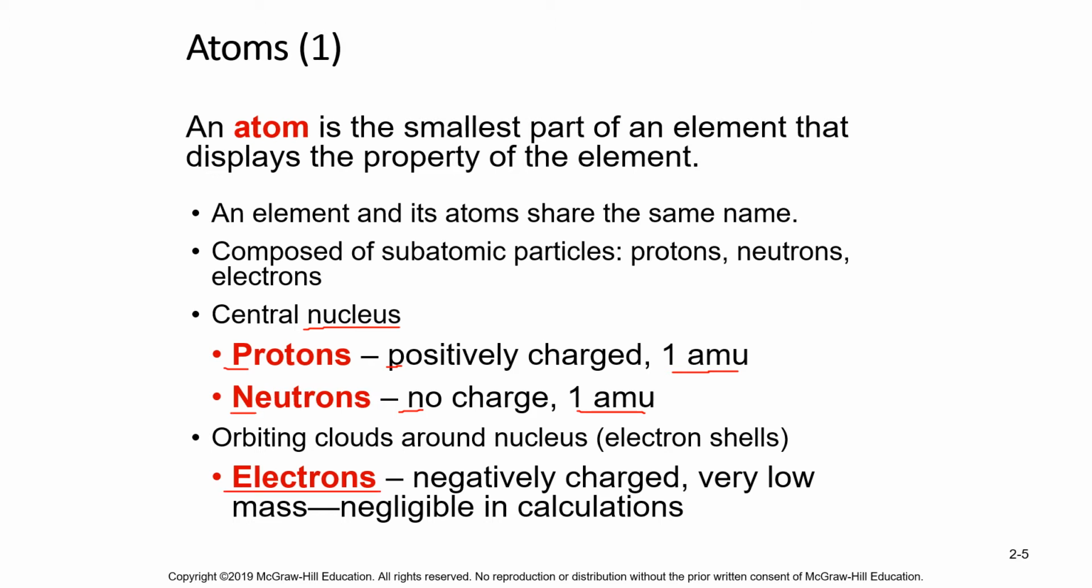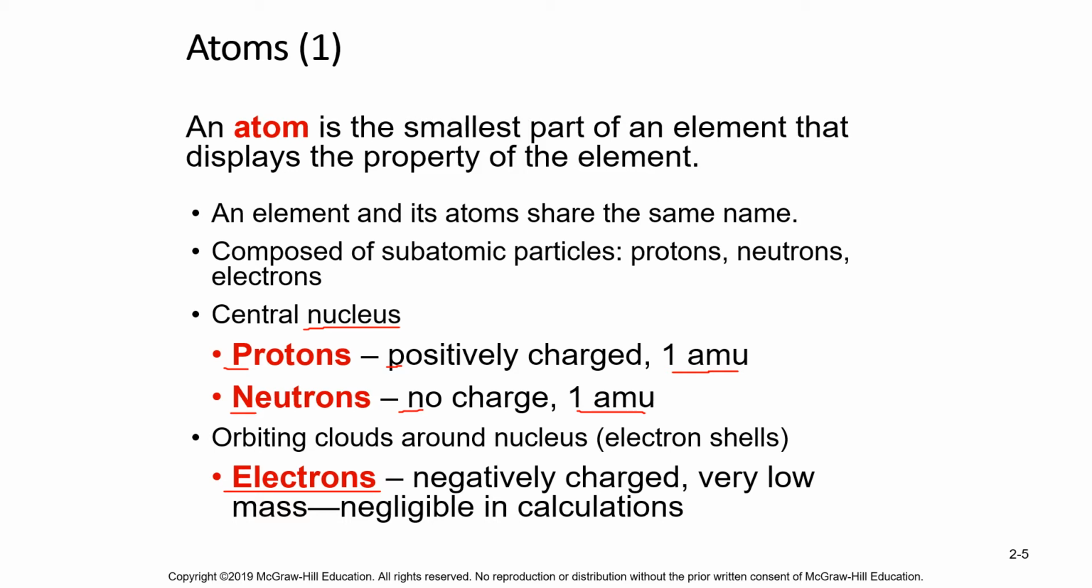Electrons are negative, and there's no alliteration there, so you'll just have to remember that neutrons have no charge and electrons are negative. Electrons have very little mass. They weigh so little that we don't care about it, and that's what negligible means. They do have some mass, but it's so small compared to the protons and neutrons, and these are already tiny particles, so we don't really care about it.